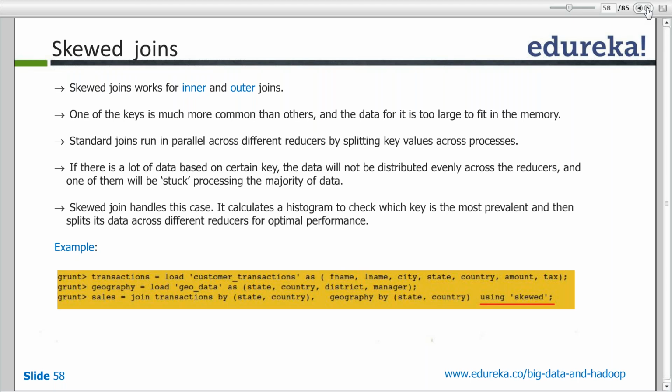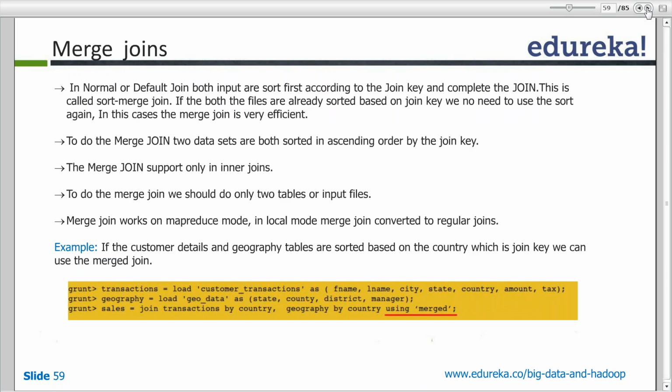Merge joins. In a normal or default join, both inputs are sorted first according to the join key and then complete the join. So this is what your joining does, right? If you're joining it normally, both inputs are sorted first because it happens in your sort and shuffle phase. This is called your sort merge join. If both the files are already sorted based on the join key, then we don't need to sort it again. In this case, the merge join is very efficient. Only in the case where your relations are pre-sorted can you use merge joins. It is very fast.